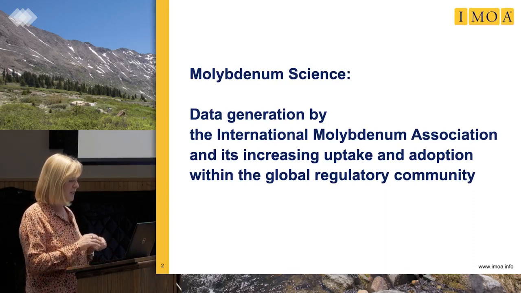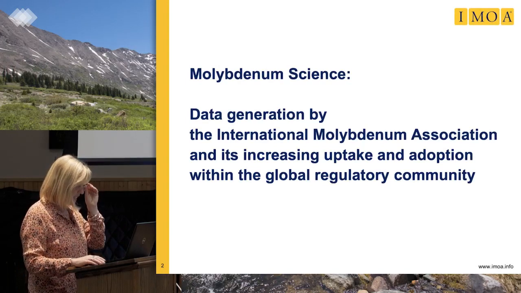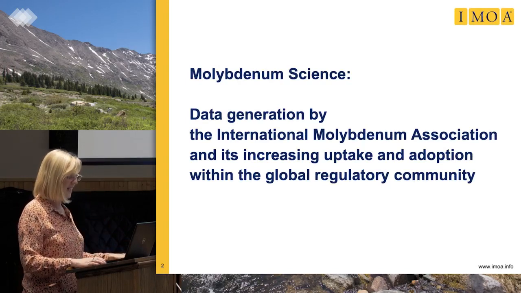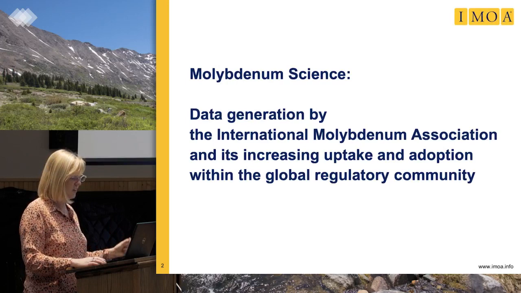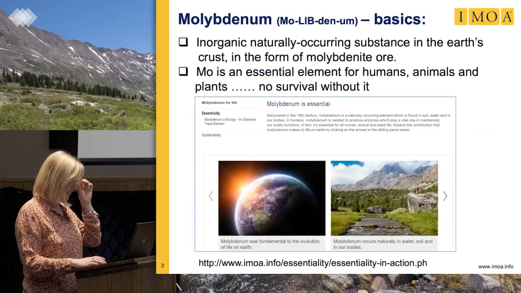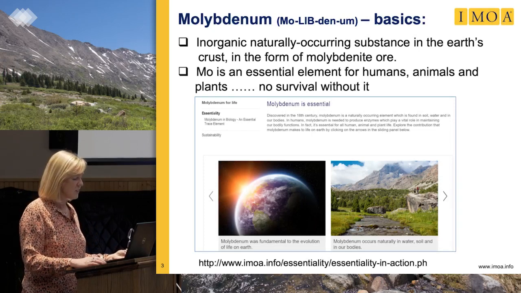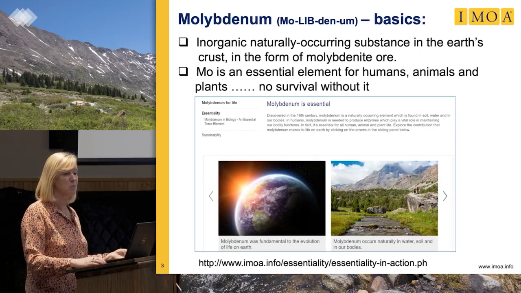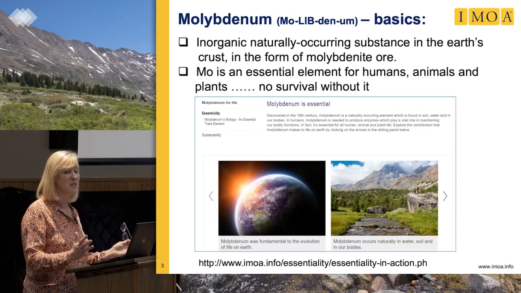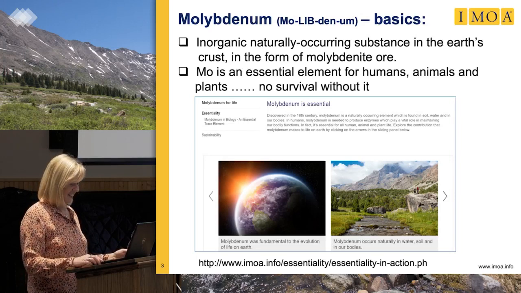So we'll start with just a few real basics. Molybdenum is an inorganic, naturally occurring substance in the Earth's crust in the form of the molybdenite ore. And what's very interesting is the fact that it is an essential element. So for humans, animals and plants, there is no survival without it. So it's kind of awesome in that respect.